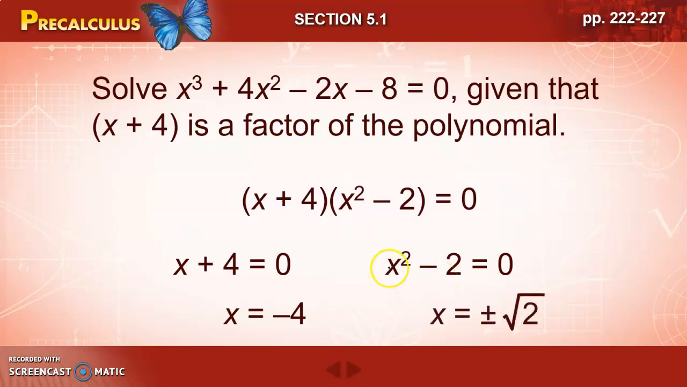We then have to take the square root of both sides, and we get x equals plus or minus square root of 2. Going back to our original polynomial, this was an x cubed polynomial, so we know that it has 3 roots. And you can see we have 1 and then 2, 3 over here.